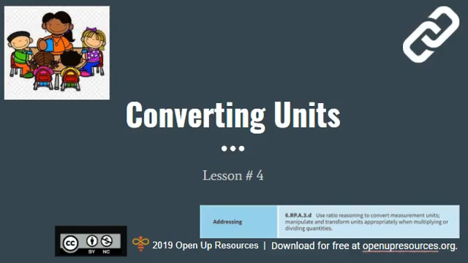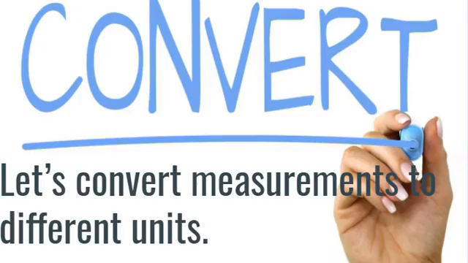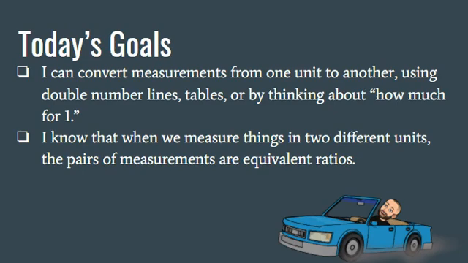Lesson 4. We're going to be doing some converting of units. So we're going to convert some measurement units. Let's get going with this. Today's goal is: I can convert measurements from one unit to another using double number lines, tables, or by thinking about how much for one. I know that when we measure things in two different units, the pair of measurements are equivalent ratios.